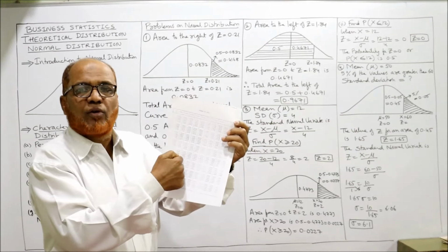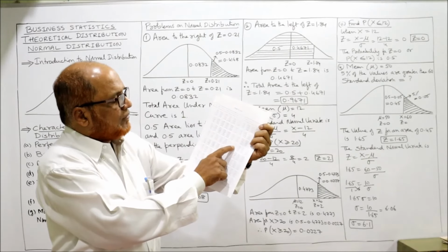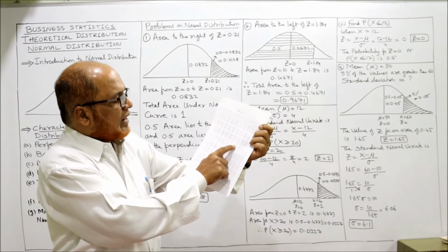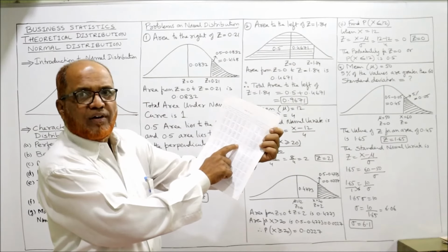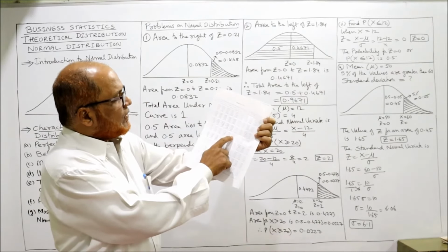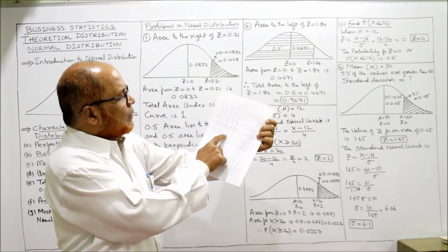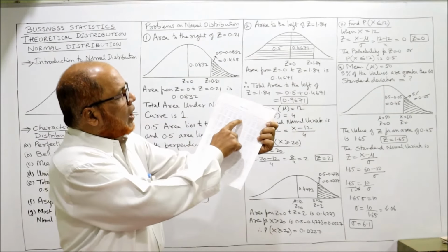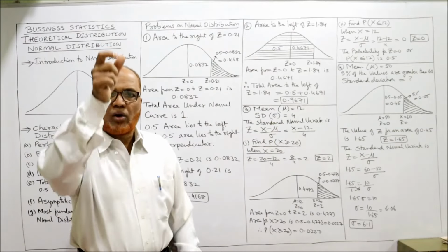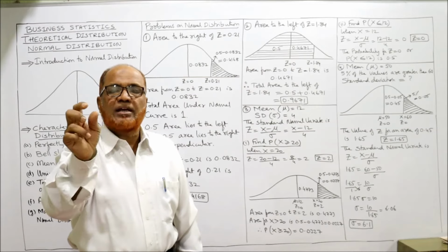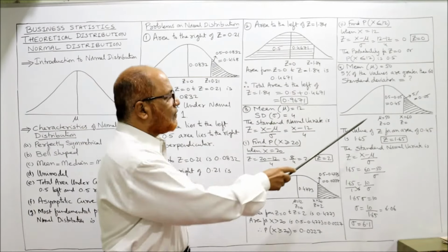एरिया कितना है? 0.45. तो 0.4505 you will find here 0.45. Yes, 0.4505. This 0.4505 is against the row 1.6. 1.6 के रो में है और कॉलम 5. 1.6 के रो में और कॉलम 5 में you will get 0.4505 और हमको चाहिए 0.45.